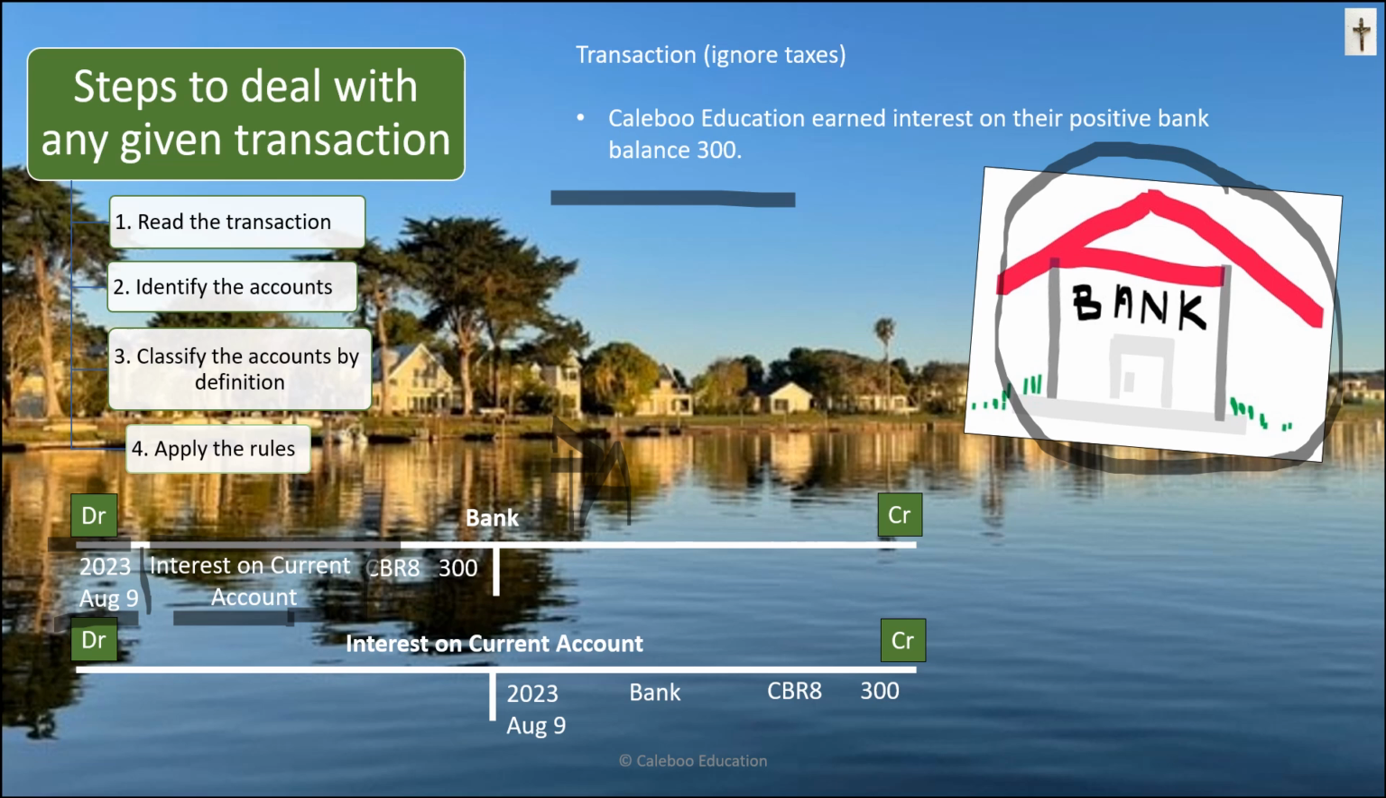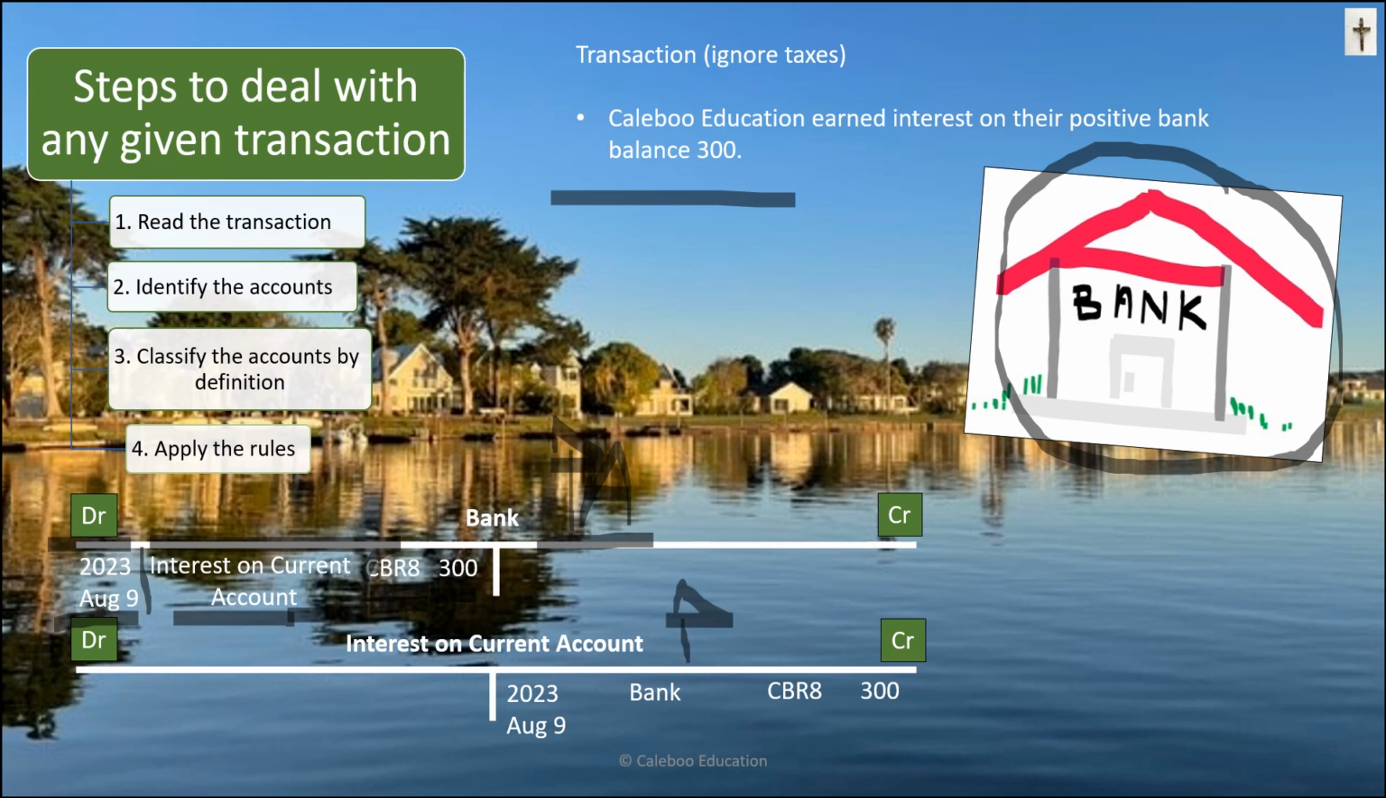Interest on current account. This information goes through a journal. If the bank balance increases, which it has, it will go through the cash book. More specifically, the cash book receipts, and the amount was 300. So bank was debited, increase in assets.